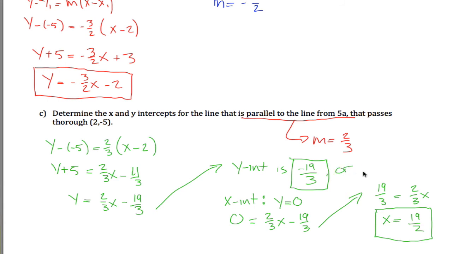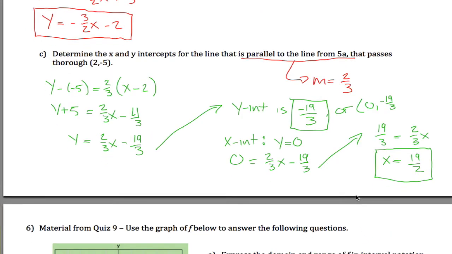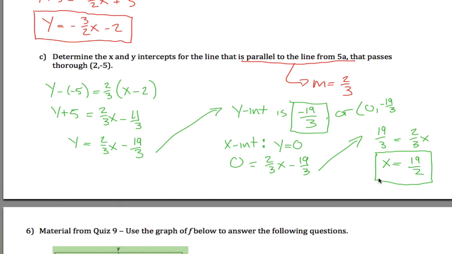And I'll write, you can also express your y-intercept as (0, -19/3), and you can also express your x-intercept as a coordinate pair. I'm happy with this is your answer and this is your answer. If you want to write them as coordinate pairs, as (0, -19/3) and (19/2, 0), go for it. You'll get full credit either way. I don't care.